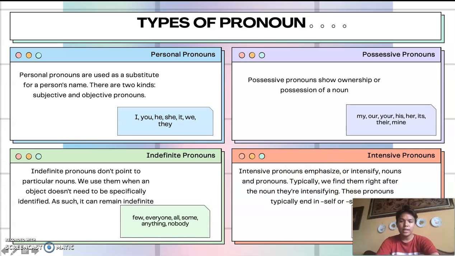The next is intensive pronouns. Intensive pronouns emphasize or intensify nouns and pronouns. Typically, we find them right after the noun they are intensifying. The pronouns typically end in self or selves. Examples are myself, himself, herself, itself, themselves, yourself, and ourselves.